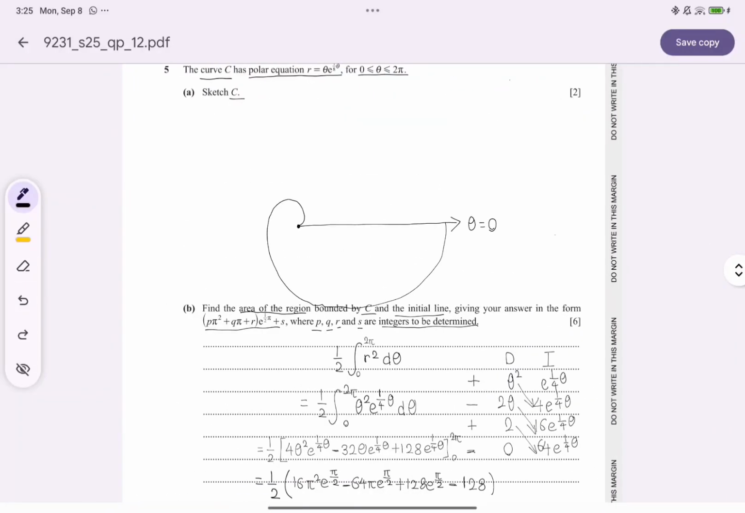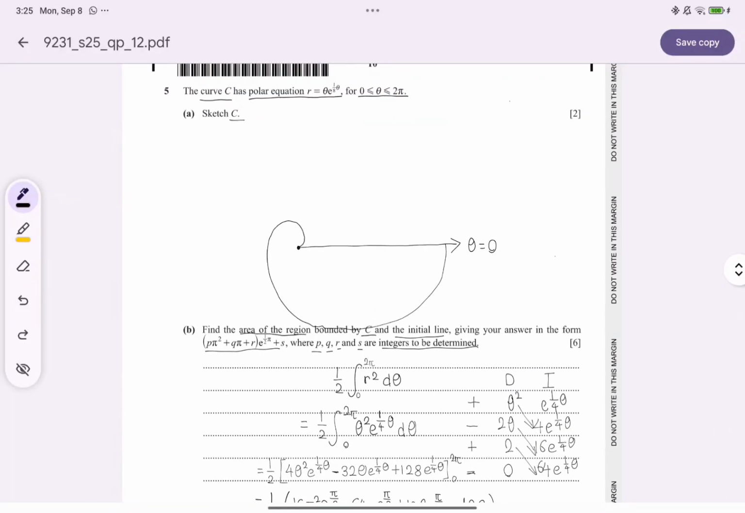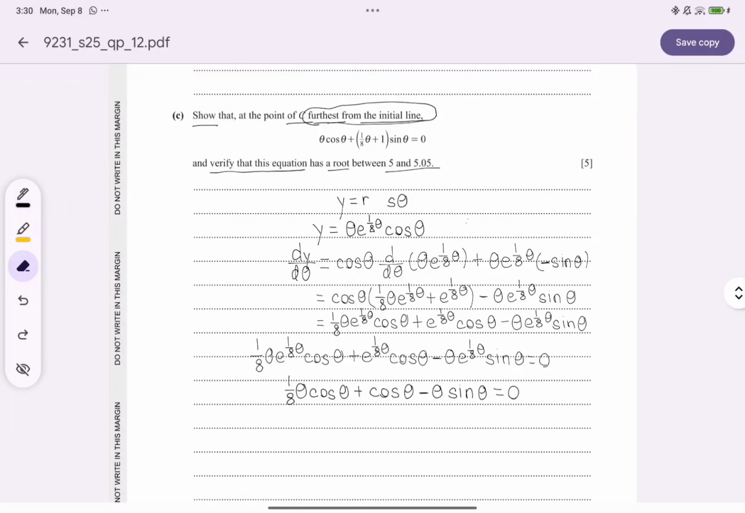In order to do that, we have to know what's the property of the point furthest from the initial line. So going back to our diagram, this is the initial line, theta equals 0. The point furthest from the initial line is the highest or the lowest point, the point that has the biggest vertical displacement. It's either here or here, the biggest one. Doesn't matter whether it's up or down. So it's the maximum or minimum, the greatest y value. So y equals r sine theta.